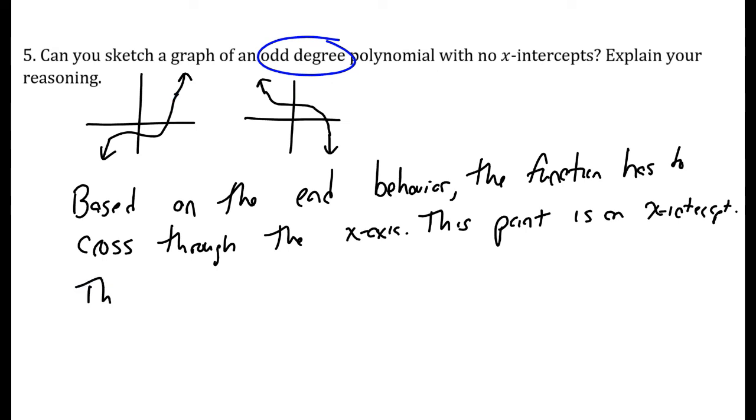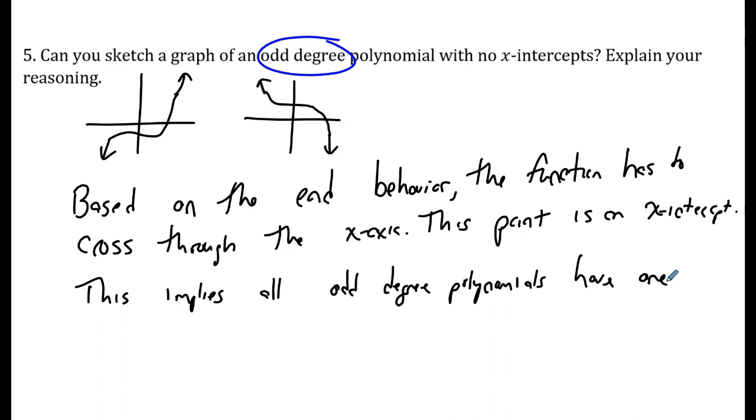This implies all odd degree polynomials have at least one real zero. At least one, sorry. Have at least one real zero. You have to have one based on the end behavior. At least one real zero.